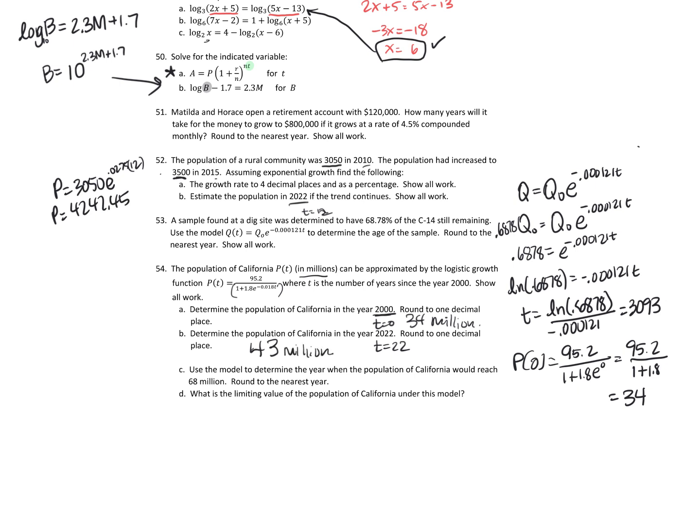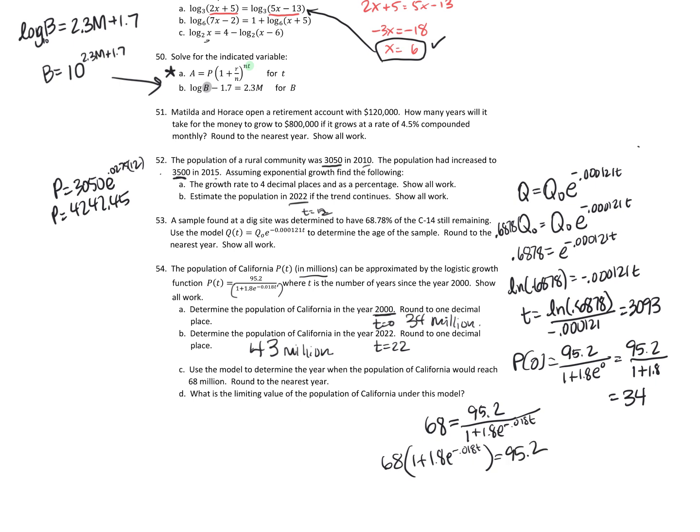Okay. And then part C, use the model to determine when the population of California would reach 68 million. So I want to set 68 million equal to 95.2 over 1 plus 1.8 e to the negative 0.018 t. So I'm trying to solve for this t down here. I'm going to start by multiplying both sides by the denominator, and that'll clear out my denominators for me. So I'll get 68 times 1 plus 1.8 e to the negative 0.018 t equals 95.2.